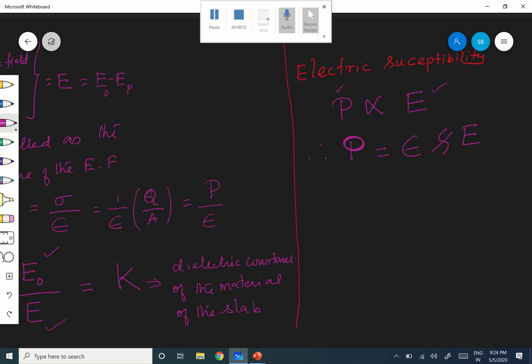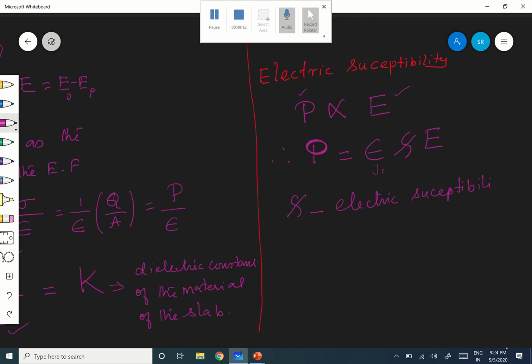Now what is epsilon? Epsilon, you know, is nothing but the absolute permittivity of the medium, that is the dielectric. And chi is what is called the electric susceptibility of the medium. Therefore, what is electric susceptibility? Electric susceptibility of the medium means a dielectric medium, that is nothing but the dielectric.